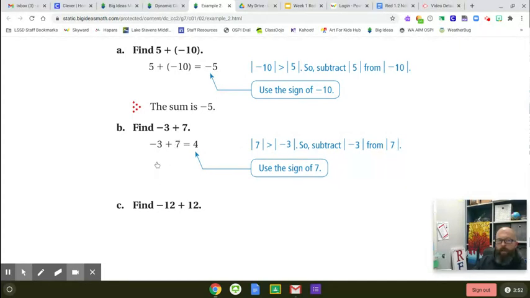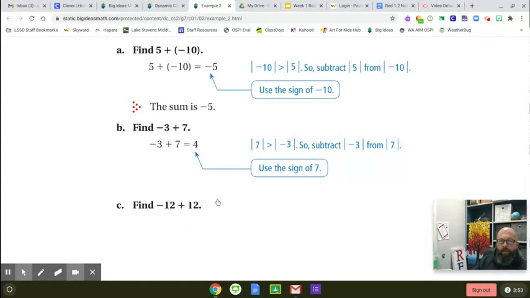If you use a number line, you can start at negative 3 and count 7 to the right, and you'll end up at 4. Or you might just be able to see that negative 3 plus 7 is 4. Totally up to you how you do it. But with the absolute values of both, you can subtract the smaller one from the bigger one, and then keep the sign of the bigger one. Okay?